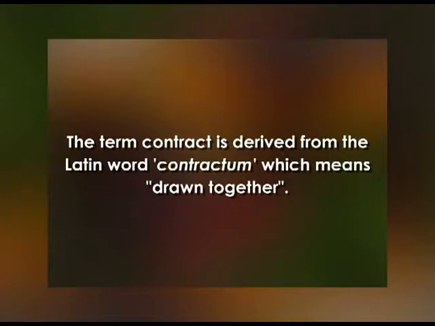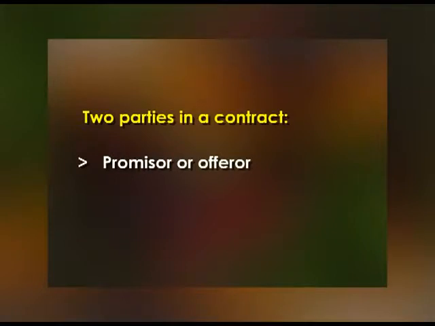The term contract is derived from the Latin word contractum, which means drawn together. It's an agreement entered into between two or more persons or parties subject to certain terms and conditions. In a contract, there are two parties, namely promisor or offerer. The other party is promisee or acceptor.